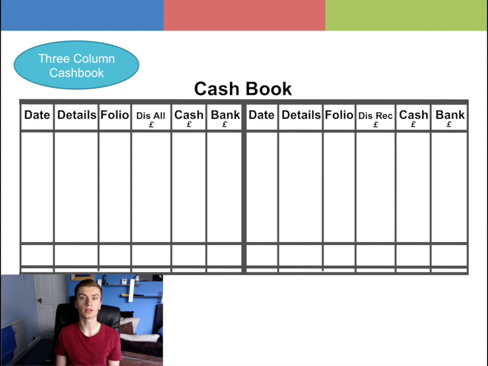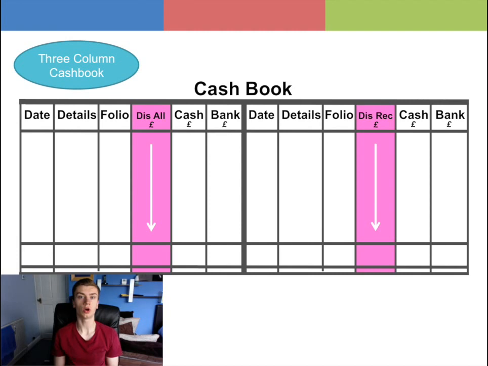On the other hand, the three-column cash book will usually look something like this. It pretty much looks like a two-column cash book, which is true. The only difference between the two types is that the three-column cash book has a discounts allowed column on the debit side between the folio and cash column, and there is a discounts received column on the credit side between the folio and cash column.